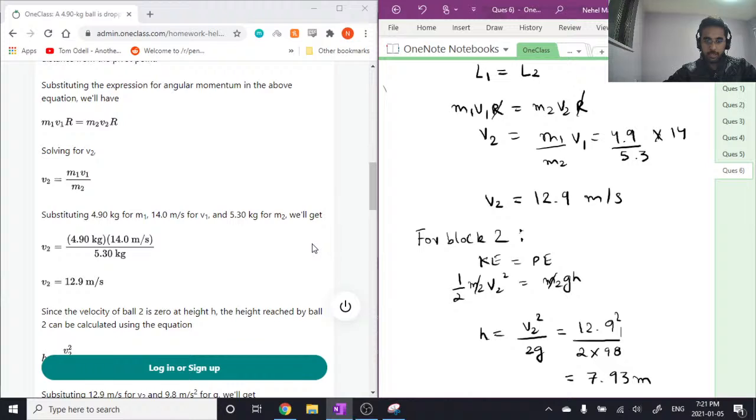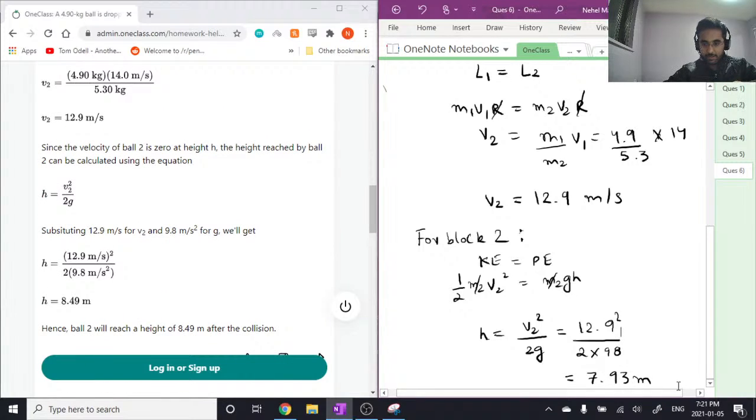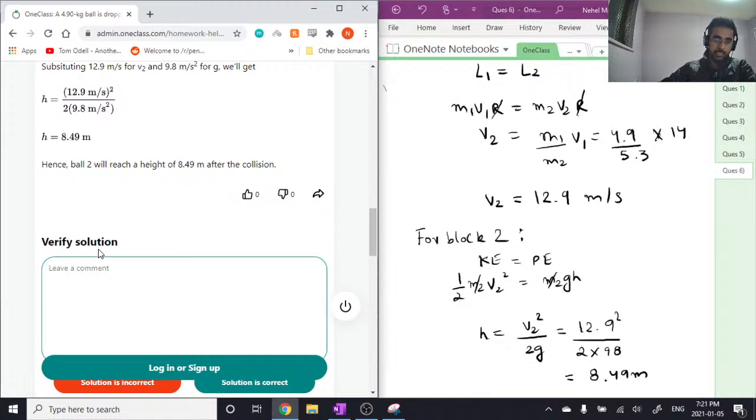So it went up a bit higher than what we had originally estimated, but as you can see, it still went a lesser distance than the initial 10 meters. Okay, so the answer is correct indeed in this case.